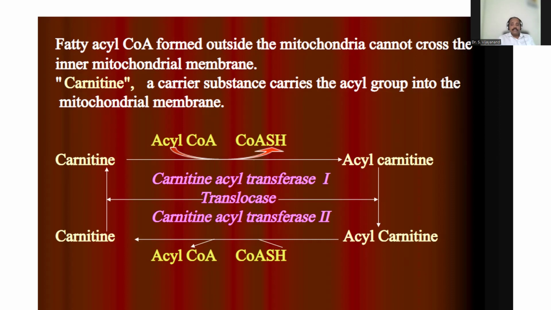In this process, there are two enzymes involved. Mainly, in the formation of acyl carnitine, we have carnitine acyl transferase 1, whereas in the translocation process, translocase, or the group of enzymes, is involved, and in the regeneration of carnitine, carnitine acyl transferase 2 is mainly involved. So this is all about the activation of fatty acids. Probably in the next class, we are going to discuss the beta oxidation of fatty acids. Thank you.